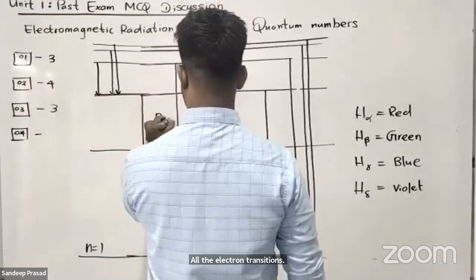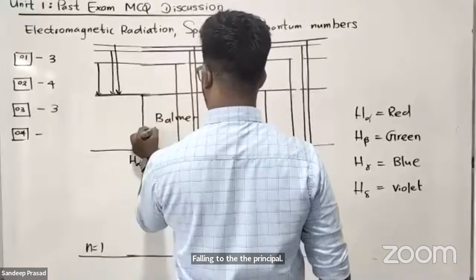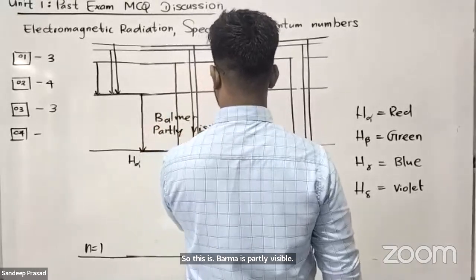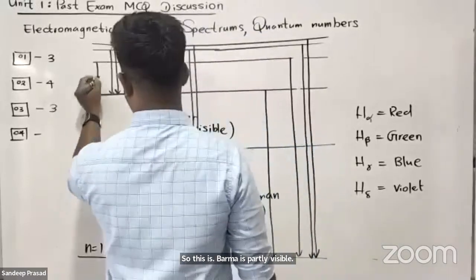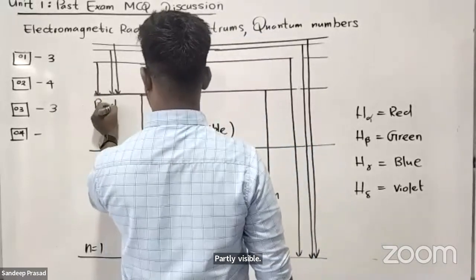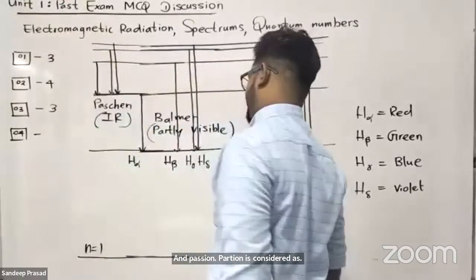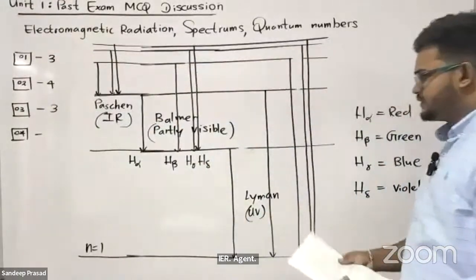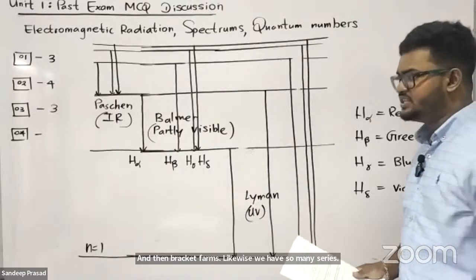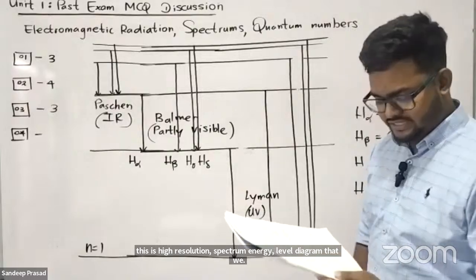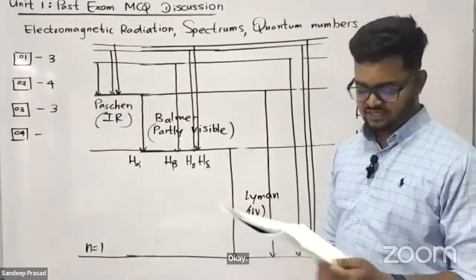So this is Balmer, which is partly visible. And Paschen is considered the IR region. And then Brackett, Pfund, Humphreys, likewise we have so many series. So this is the hydrogen emission spectrum energy level diagram that we learned. Okay. Then you can see, students, that the first statement is incorrect.